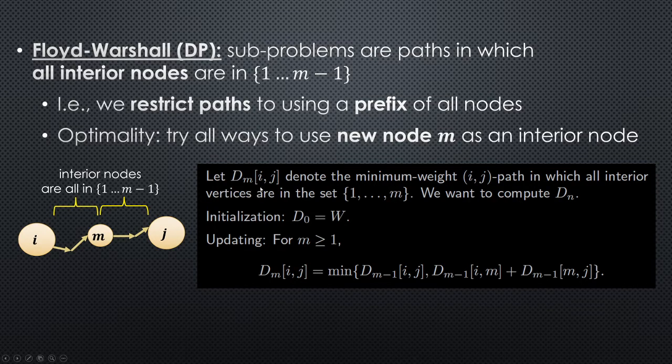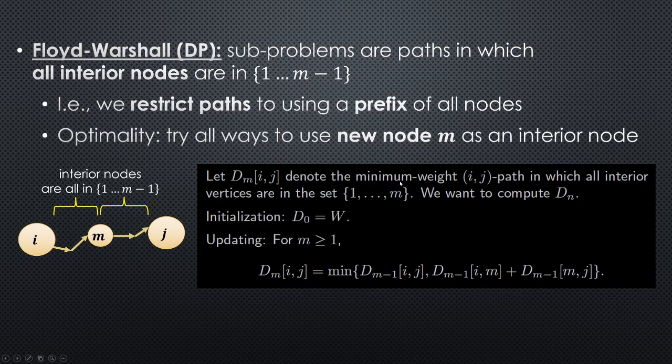This, of course, defines all of our subproblems because it's defined for all m and all i,j. And we want to compute d_n, which is going to be the minimum weight path from i to j in which all interior vertices are in the set 1 to n. What does that mean? That just means you're allowed to use any subset of the vertices, or maybe all of the vertices in the entire graph. So basically, this restriction in which all interior vertices are in the set 1 to n just disappears in d_n.